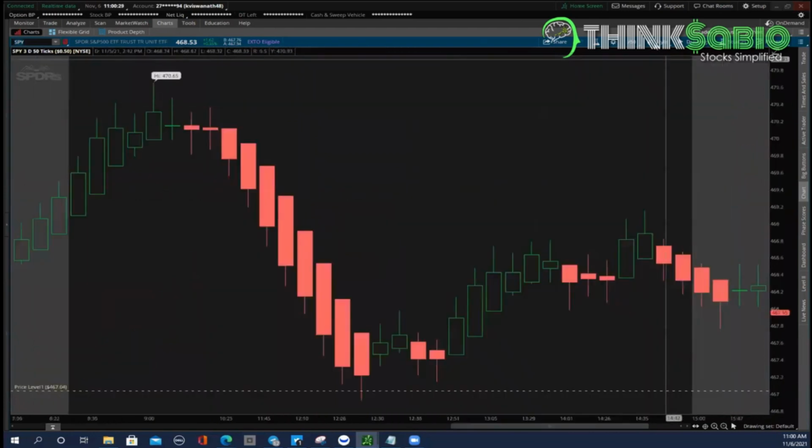Let's just say I selected range chart. So this candle formed at 8:33, 8:35, 8:42. I do not have a candle that's formed until the price has moved 50 ticks up or down. So it has to move 50 ticks up or down for the candlestick to form. It does not respect the time at all.